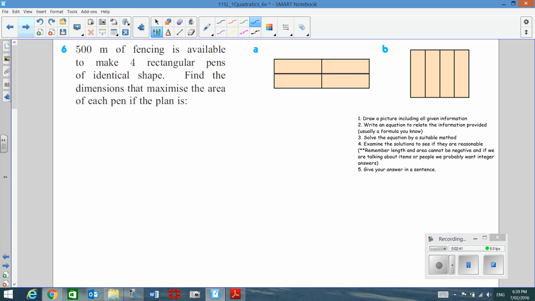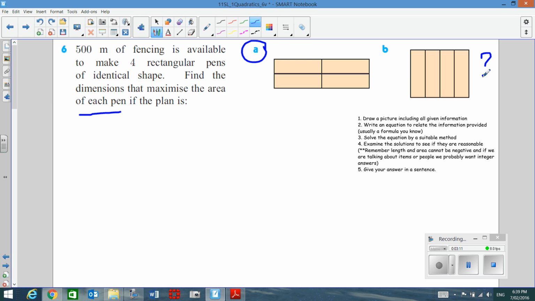The more challenging question is when you have to put it into a real-life scenario. So when you're looking at this number 6, from your section in the textbook: 500 meters of fencing are available to make 4 rectangular pens of identical shape. Find the dimensions that will maximize the area of each pen if this is the plan. So I'm going to do A with you, and I'll leave B for you guys to try before you come to class. See if you can do the same thing that we're about to do with this part A.